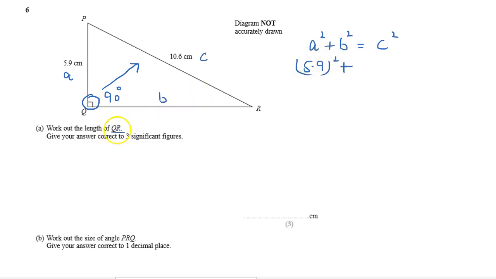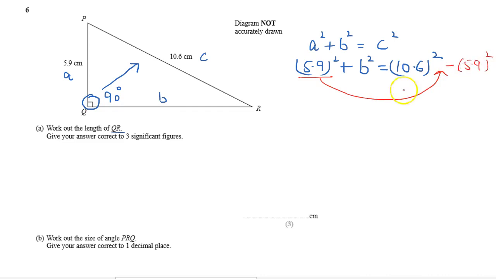plus B. We don't know B. B is QR. So we can write either B square or QR square is equal to C square. That is 10.6 square. Now this one we are going to take it here and the sign will be negative. So that is 5.9 square. So how we are going to write this one is also B square is equal to 10.6 square minus 5.9 square.